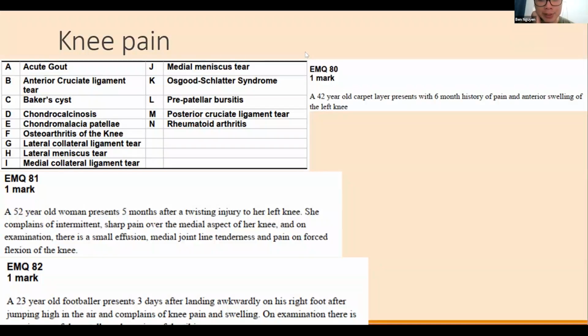In the last case, because he wasn't able to weight bear initially, does that not warrant an X-ray? So if you sprain your ankle and it's pretty bad, then you might not be able to weight bear immediately. But after a while, as the initial swelling fades, you might be able to weight bear. So you won't need an X-ray for that.